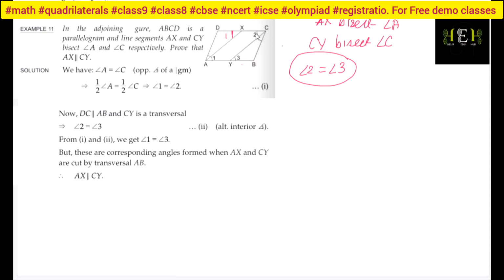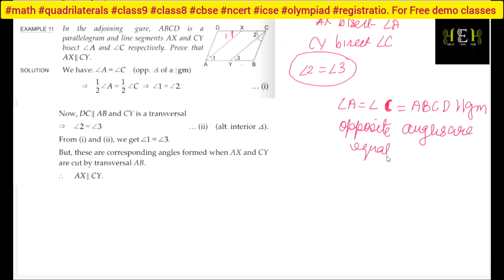Now see, since it is a parallelogram, angle A is equal to angle C, right? Because ABCD is a parallelogram, and opposite angles are equal. This is the property of a parallelogram. So if I make them half, half of angle A is equal to half of angle C. So I can make angle 1 equal to angle 2. Means this one is equal to this one.